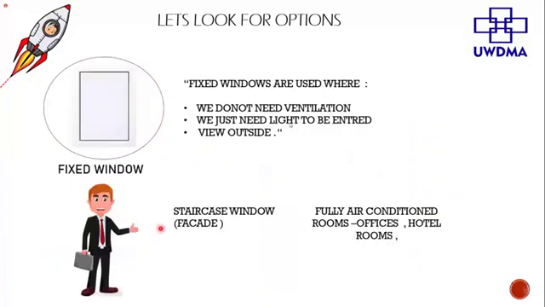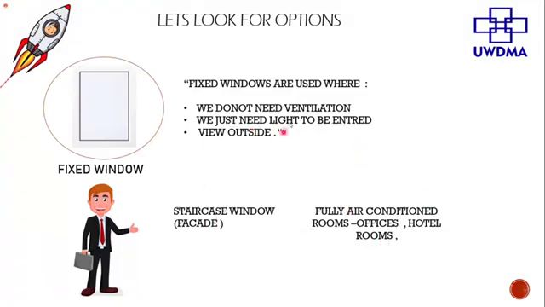So now let's look at fixed windows. Fixed windows are used where we don't need ventilation, of course, where we just need light to enter and a view from outside. In our houses also, we would have seen that we hardly have fixed windows in our rooms, because normally we need ventilation in our rooms. So we can go for staircase windows with a fixed window, or mainly in rooms and offices or hotels we use them, or somewhere on the side we have fixed windows.